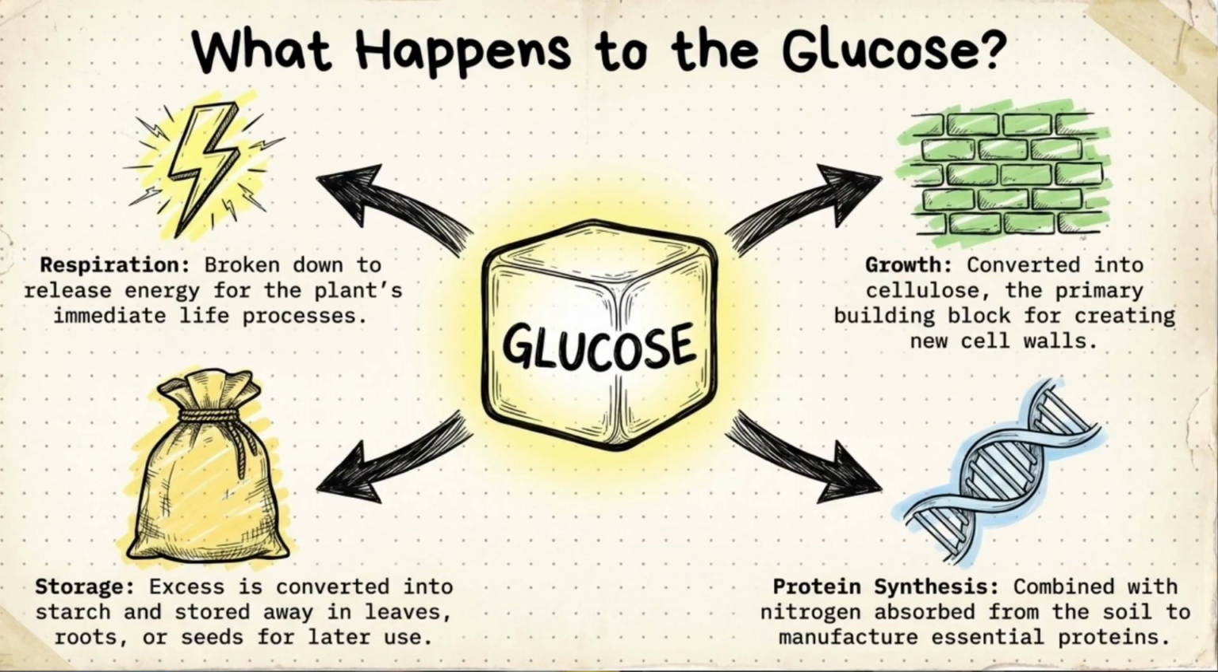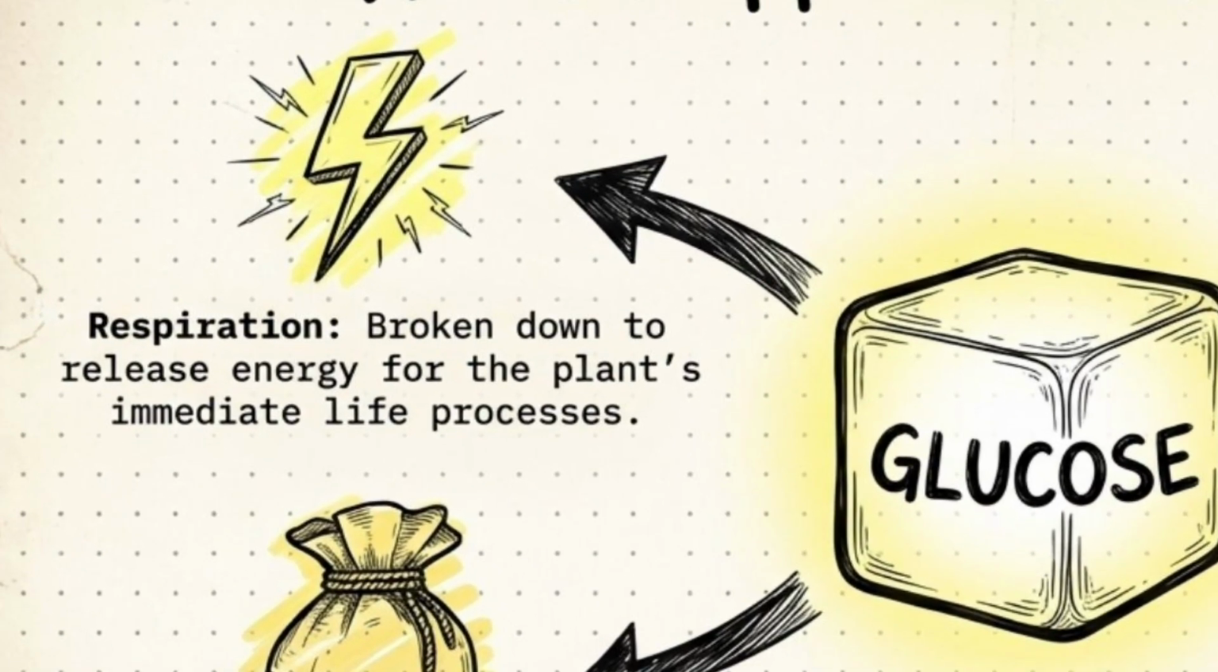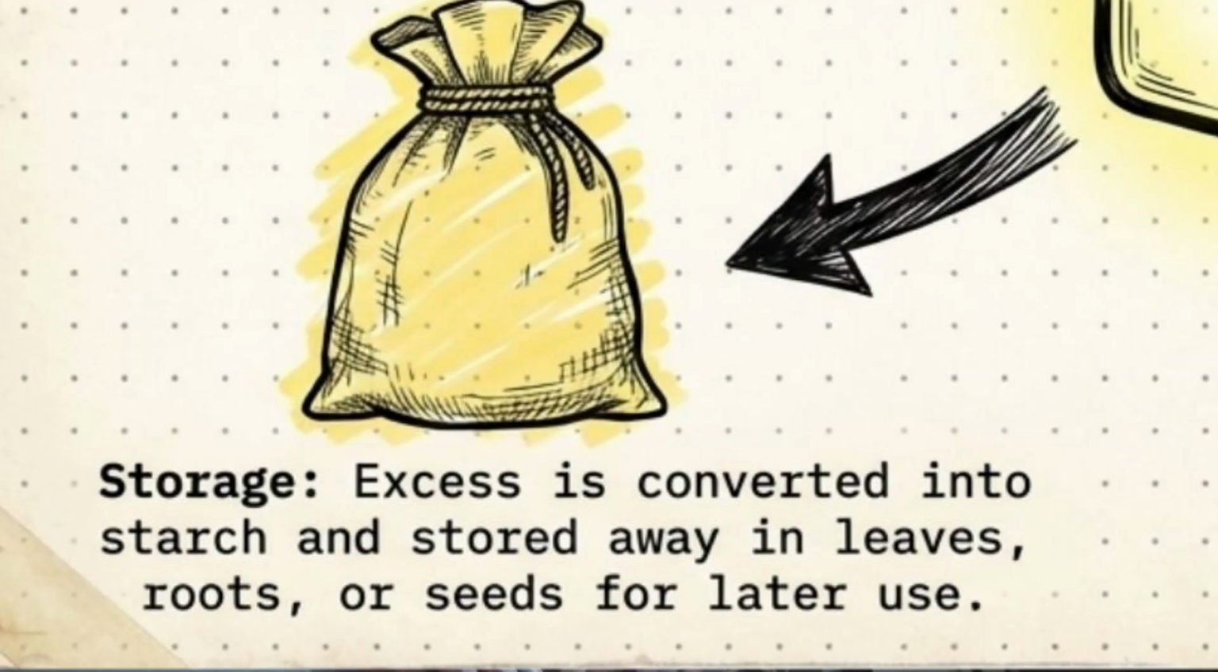Now the glucose is produced. Let's see what happens to it. The first thing is respiration. The glucose is broken down to release energy for the plant's immediate life processes, and it includes you, because you respire. You are human, not just the plant. You respire too.